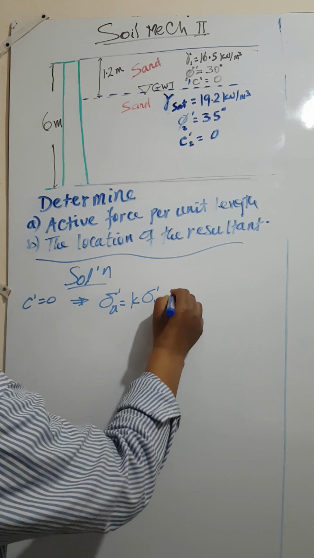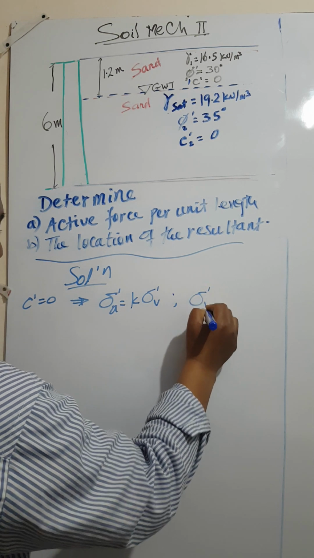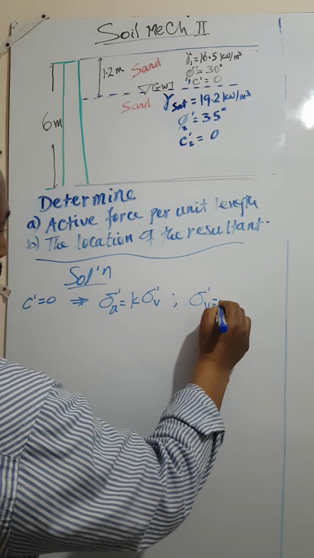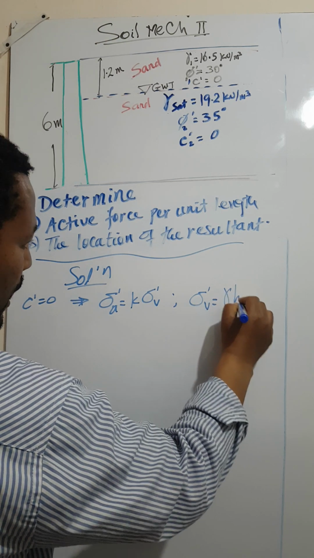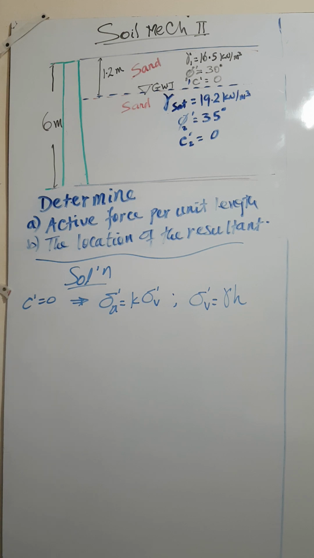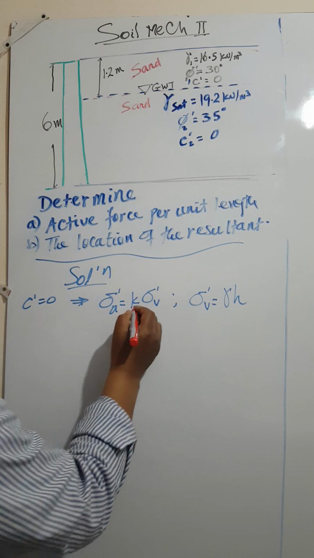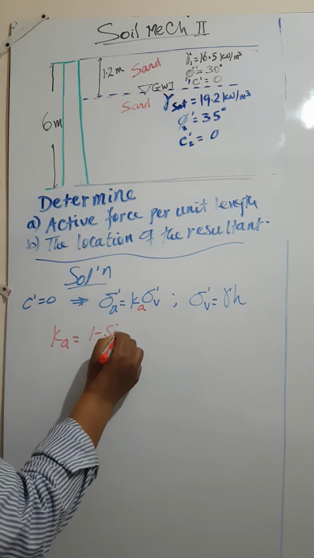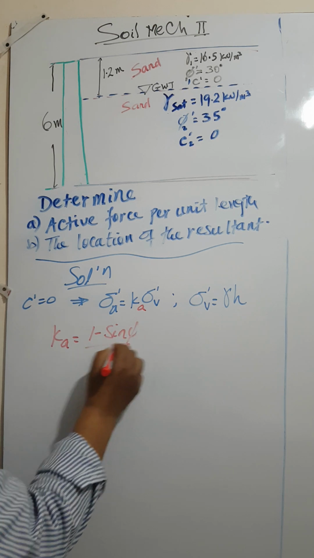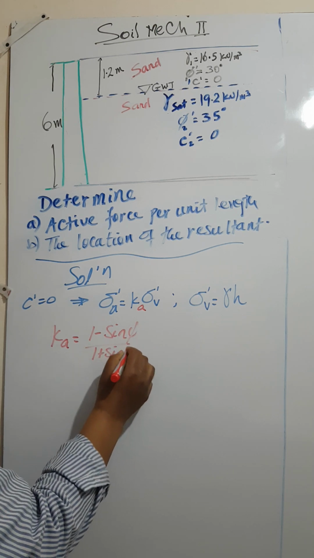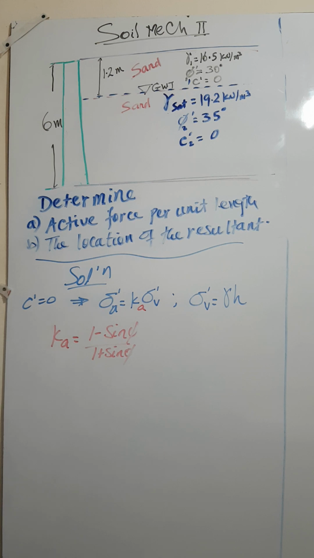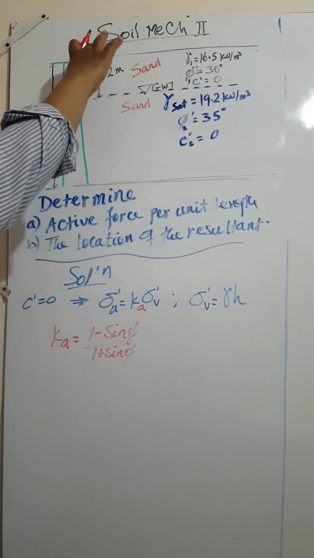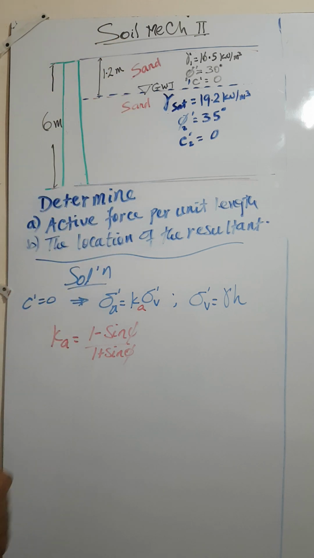This effective vertical burden is equal to unit weight times the height, and K active is equal to 1 minus sine phi divided by 1 plus sine phi. So once we know these, we have two parts, top layer and bottom layer.